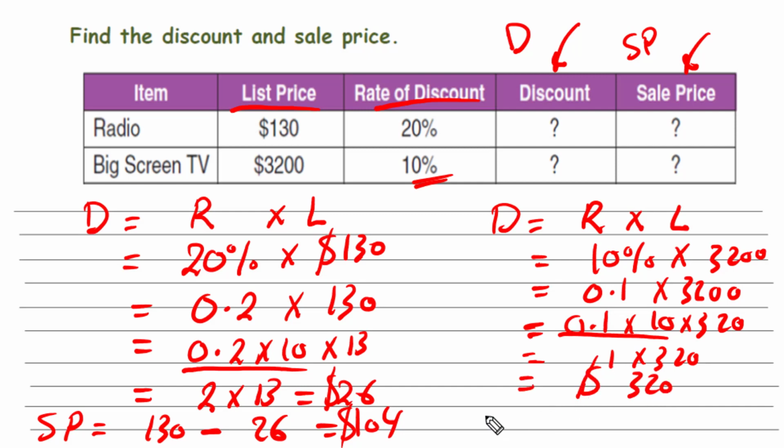To find the sale price, just subtract 320 from $3,200. So we get 3,200 minus 320 is equal to $2,880.